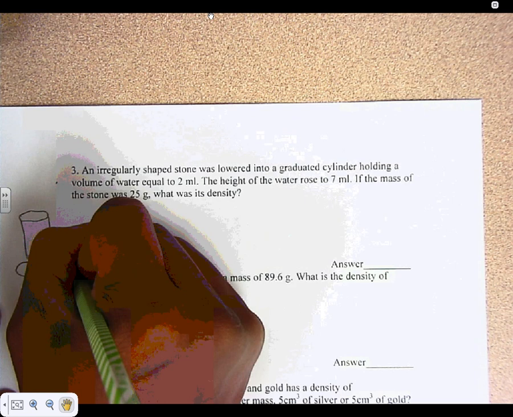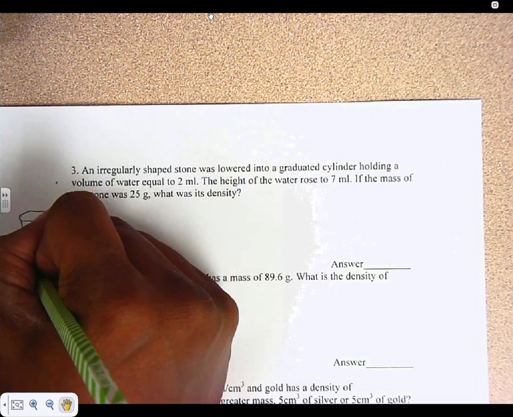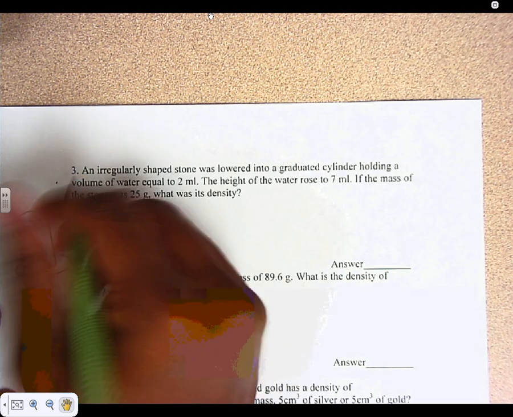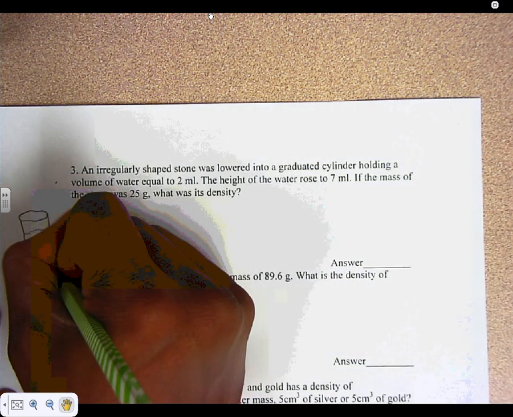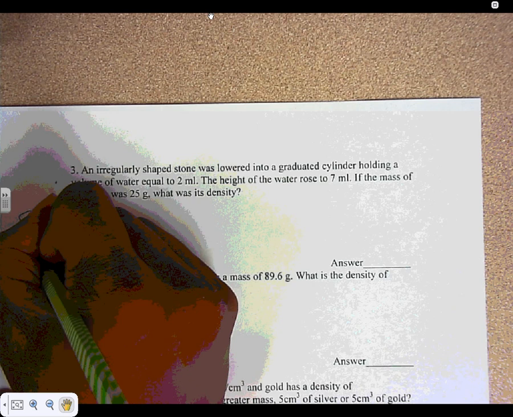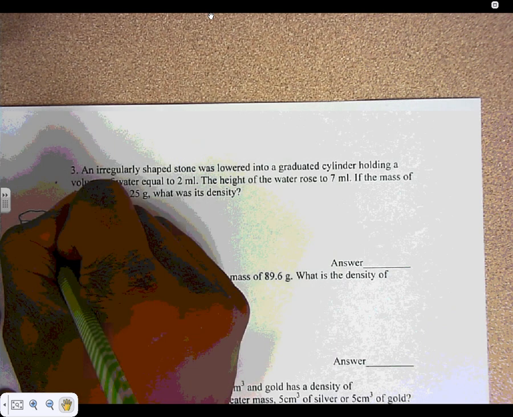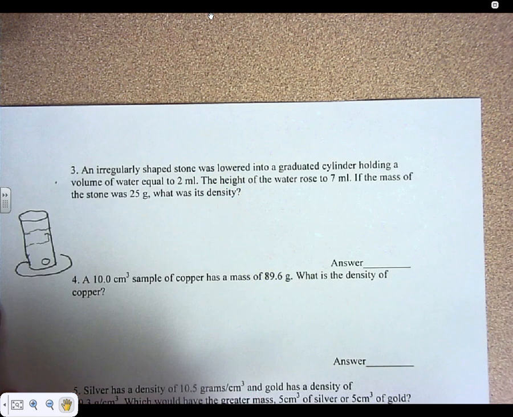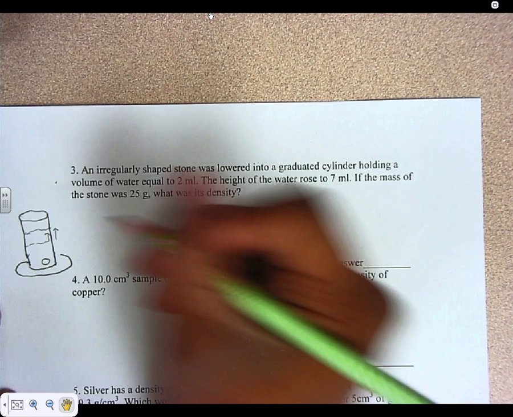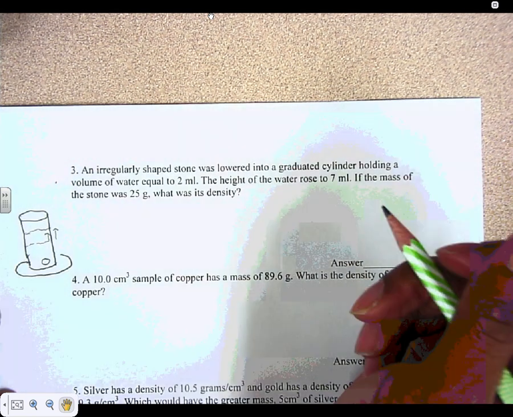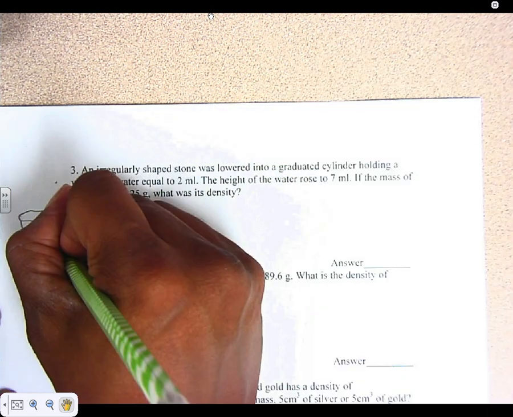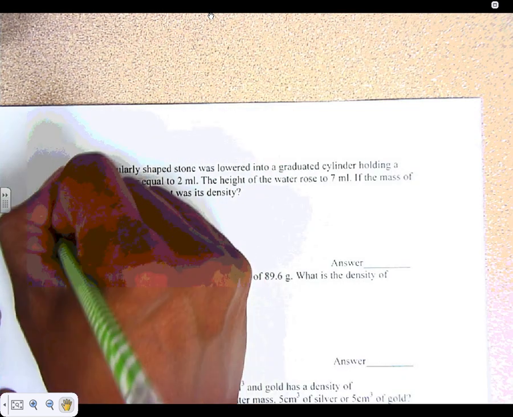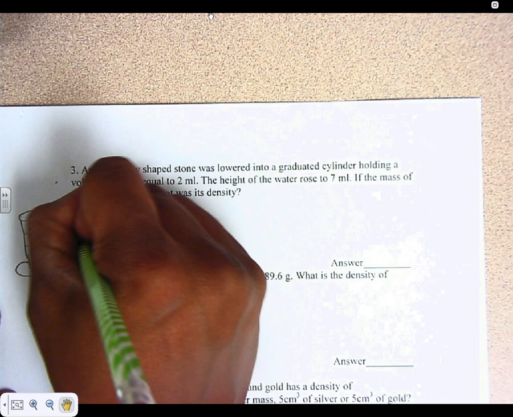And here I'm going to do my best drawing of this process. This is water. I got the rock. It was at that height. It rose when you added the rock. So we're saying that it rose from 2 milliliters to 7 milliliters when you added the rock.